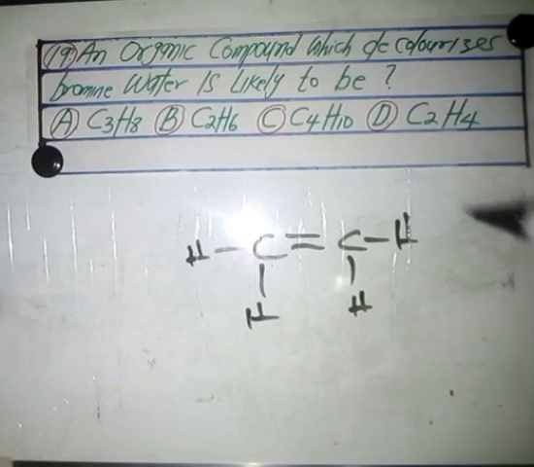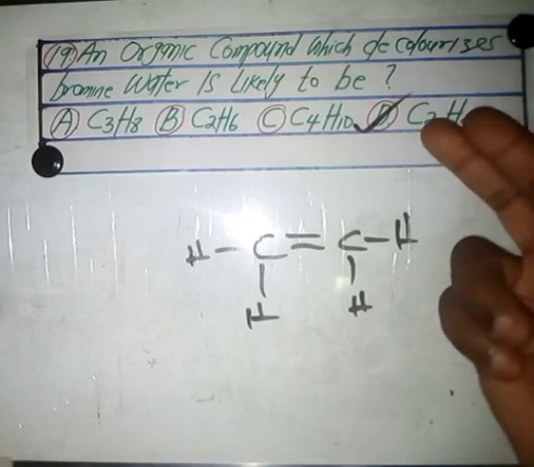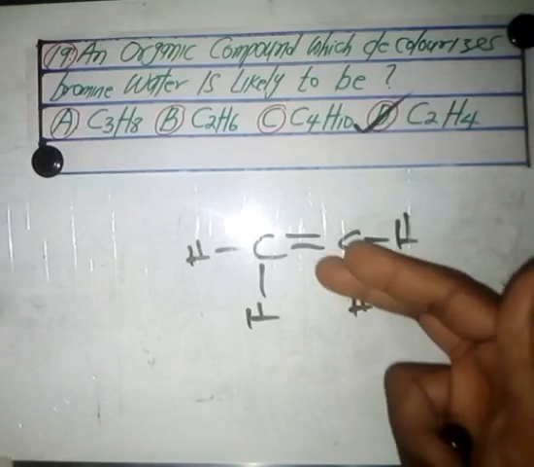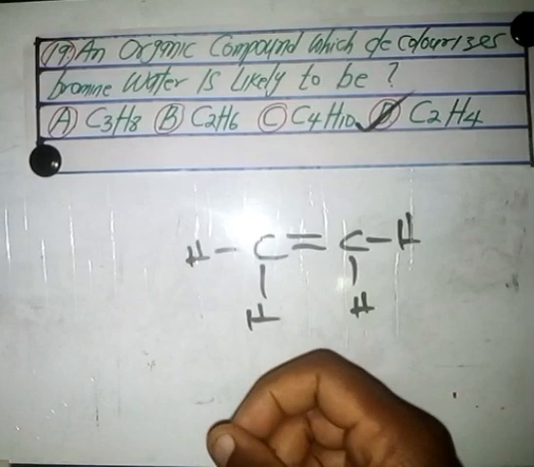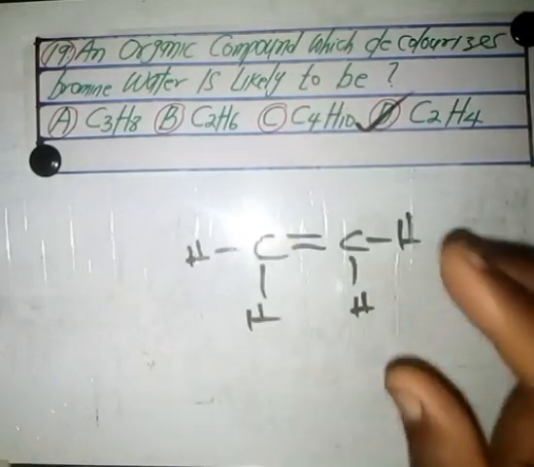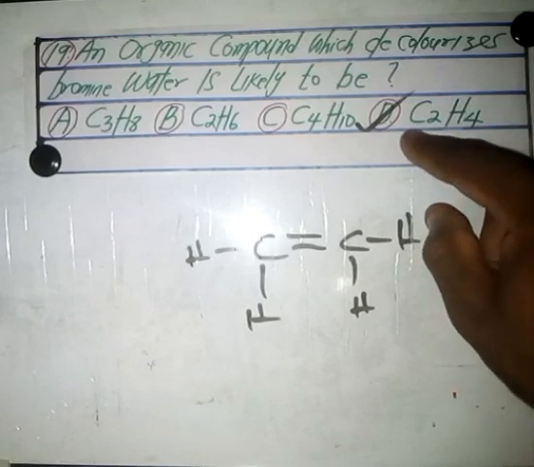So your answer will be D. This is an alkene. It is called ethene. This should decolorize bromine water because of this double bond, or unsaturation. A, B, and C are alkanes. They have only single bonds, so they cannot decolorize bromine water. The ones that have double bonds and triple bonds can decolorize bromine water. So your answer is D, which is ethene.